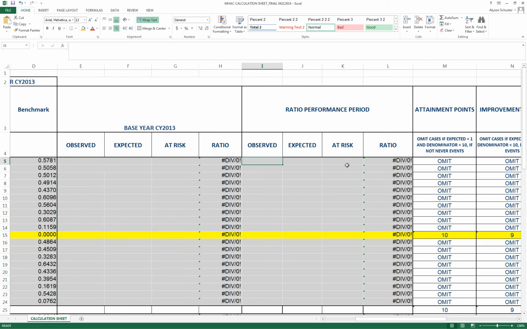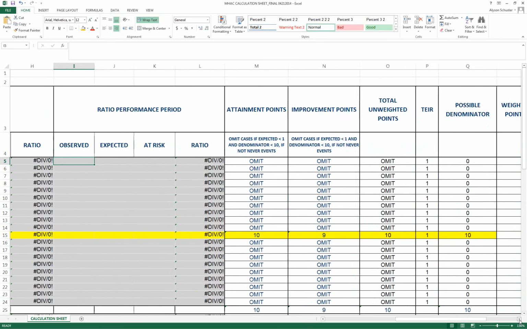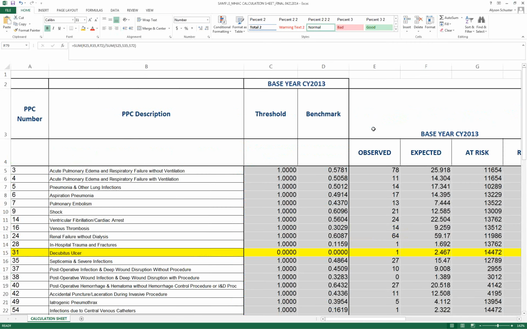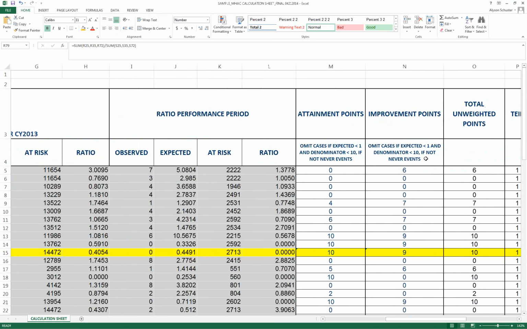You could do this based off of the data we sent, or you could go ahead and try to calculate, or you could do other potential trending that you want to do to estimate what you think your observed, expected, and at-risk will be, so that then you can see what your score will be. Okay, so once you enter in the observed, expected, at-risk, and why don't I switch for a minute to show you one that's been filled in, the attainment and improvement points will be automatically calculated, as well as the final total unweighted points.